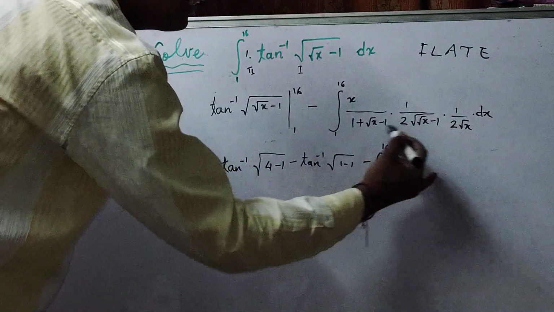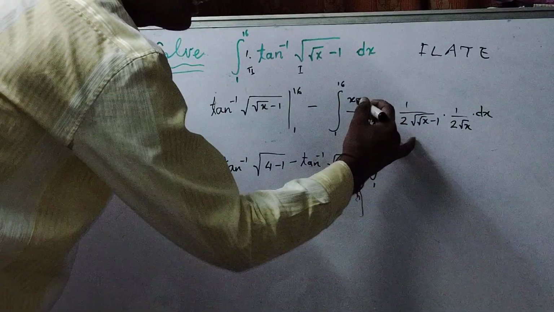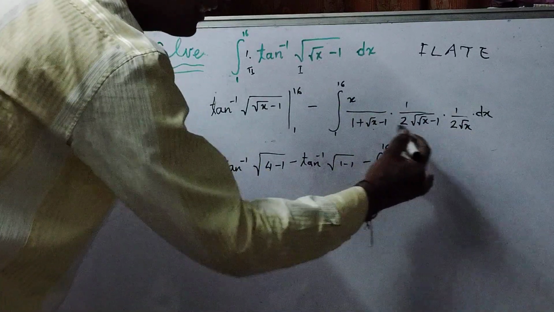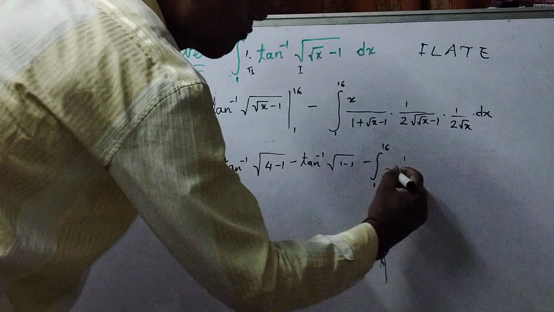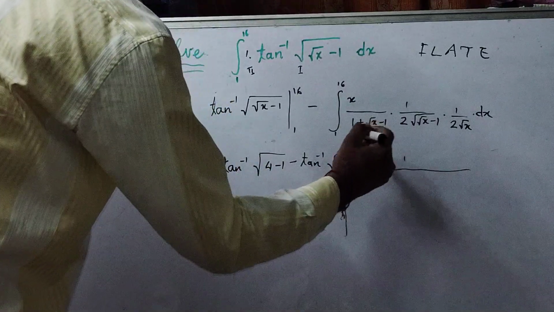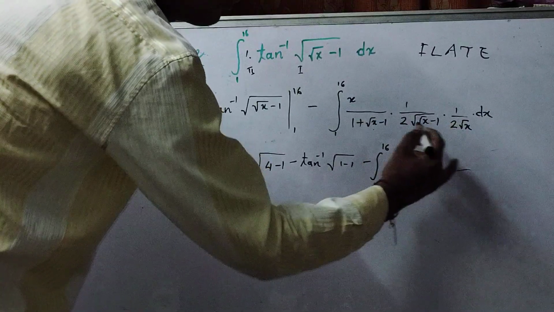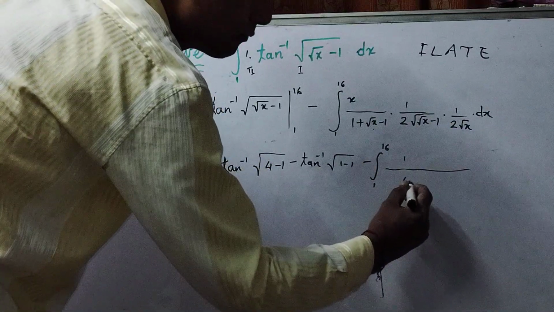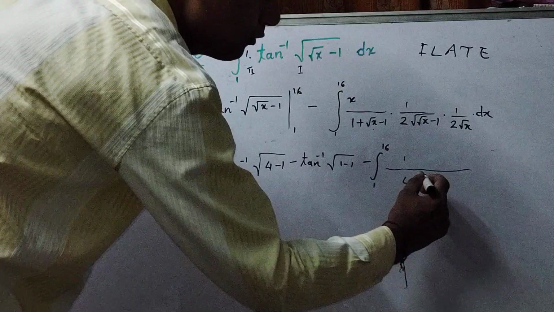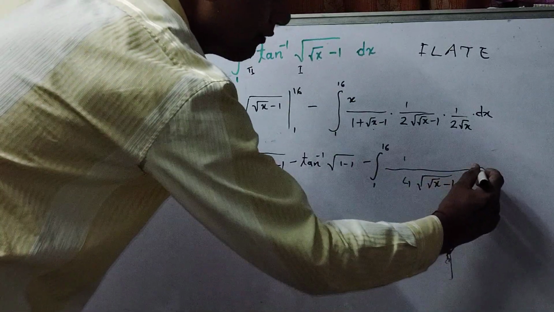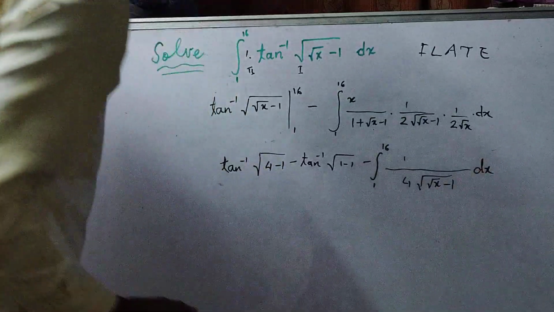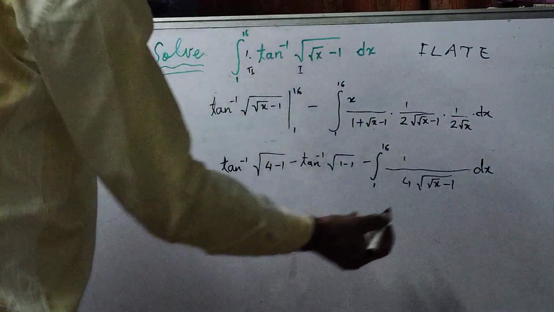And this is square root x, this is square root x, cancel, because square root x into square root x is x. So x cancels and the numerator gets 1. This term is eliminated. We have 1 over 2 square root of x minus 1 dx left. We need to solve this term.